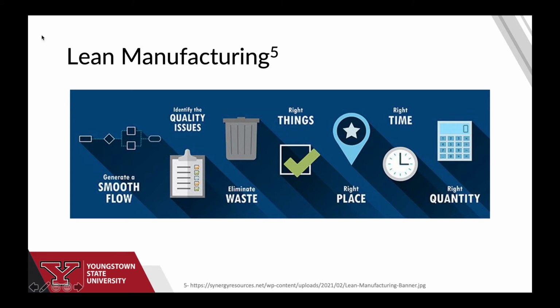And this is just a little graphic showing lean manufacturing. The goal is to generate a smooth flow, identify the quality issues, eliminate waste when creating a product, do all the things at the right place, the right time, and also make the right quantity, because you don't want to make too much or not enough, or else your profits will be affected because you sell these at a low profit, and that creates a low profit margin.